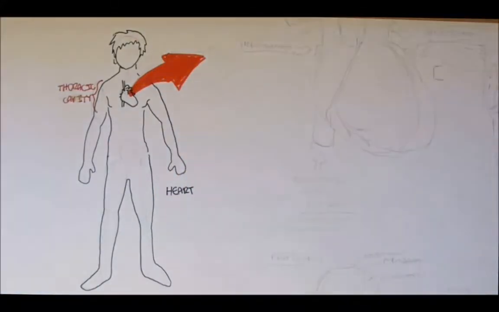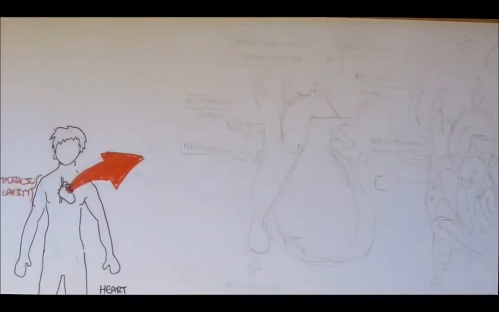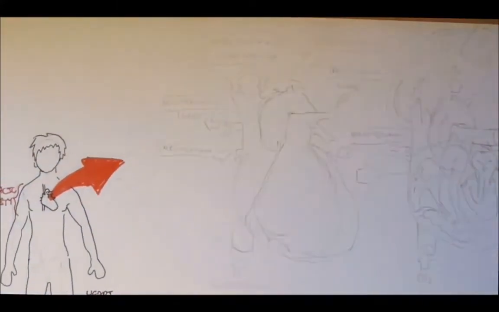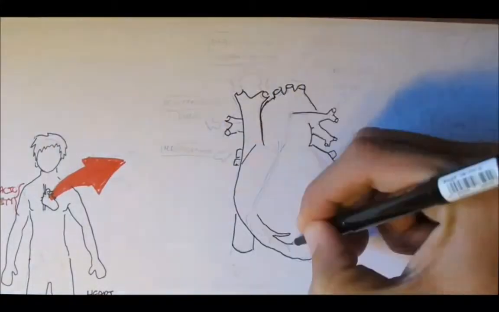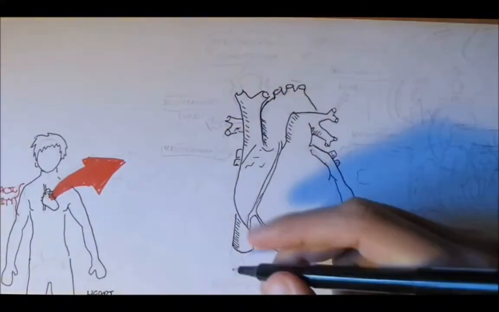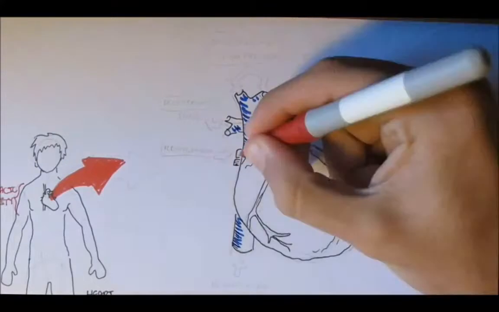Now, the heart is located in the thoracic cavity in our chest. Let's have a closer look. The heart looks something like this. Now, the circulatory system, or the cardiovascular system, can be very confusing, but it's actually quite simple.